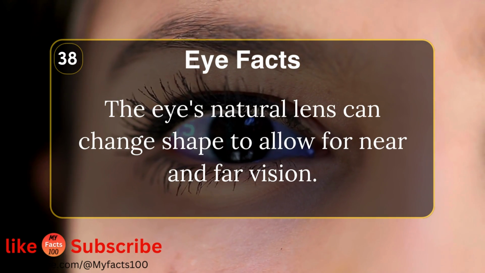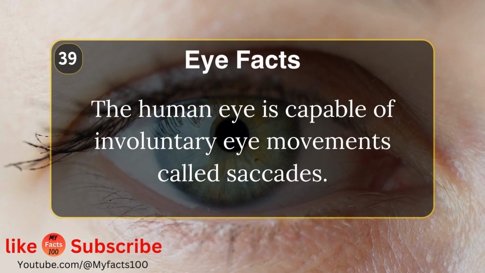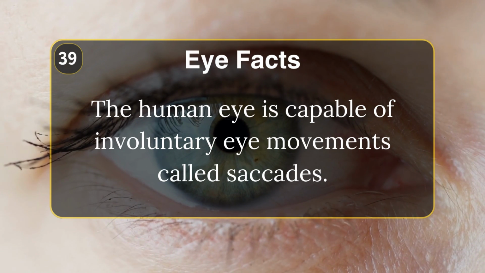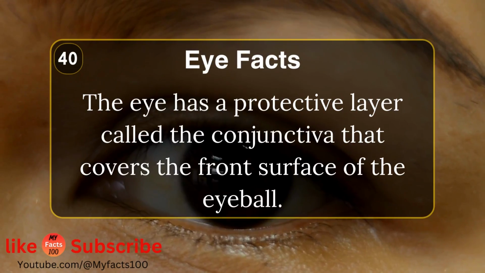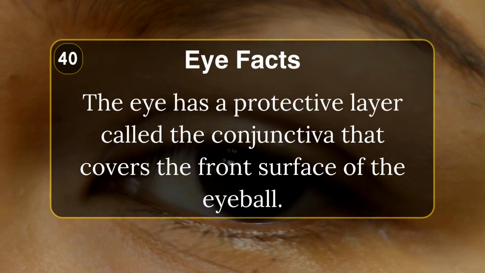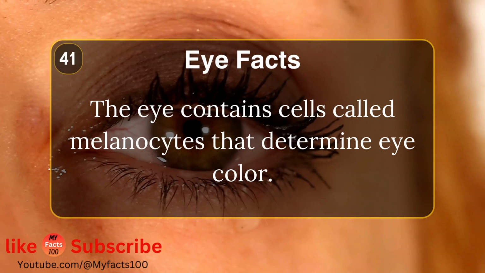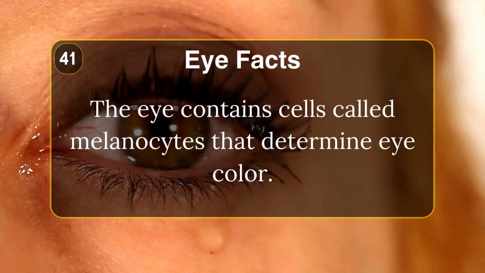The eye's natural lens can change shape to allow for near and far vision. The human eye is capable of involuntary eye movements called saccades. The eye has a protective layer called the conjunctiva that covers the front surface of the eyeball. The eye contains cells called melanocytes that determine eye color.